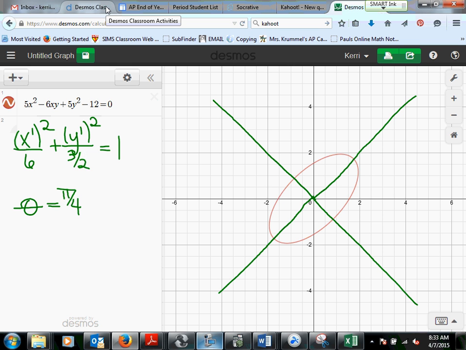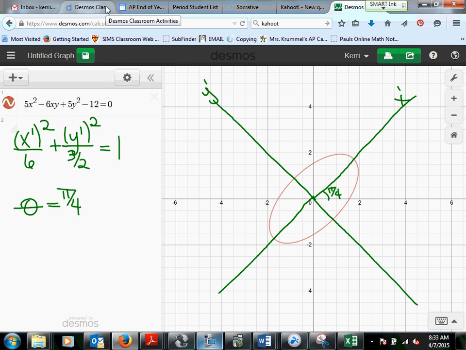I just drew this axis at a 45-degree angle because that's my angle of rotation. So this right here is pi over 4. We rotated pi over 4. So this is now the x prime axis, and this now is the y prime axis. Now to graph this equation, I have it in terms of x prime and y prime. Now we're going to use this to help us graph.